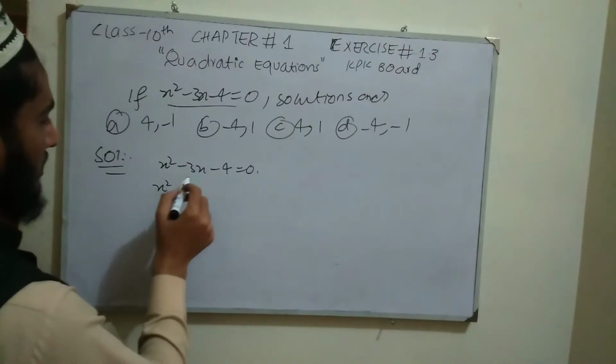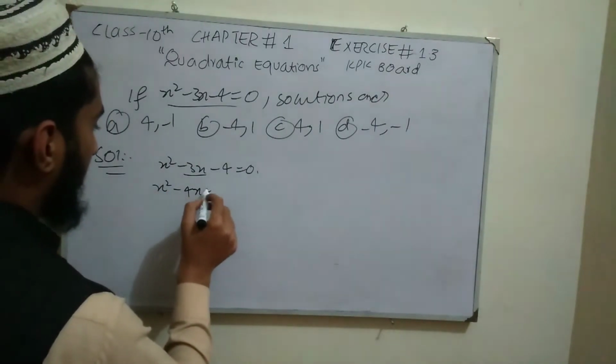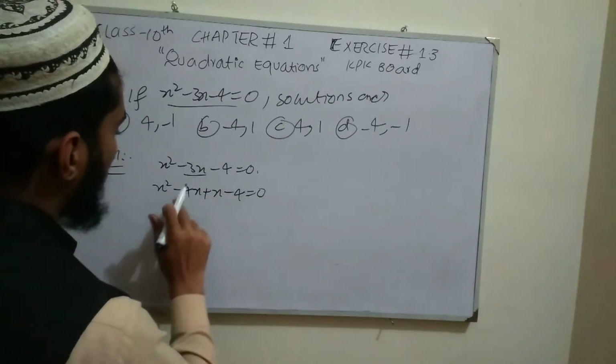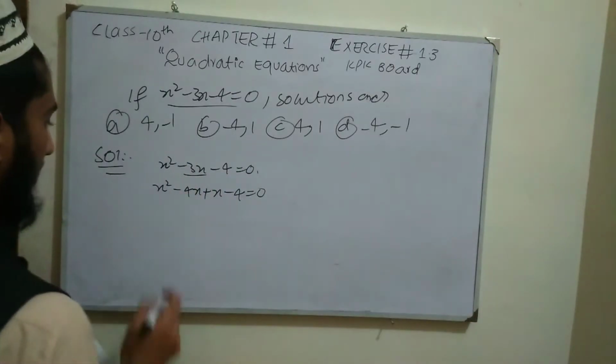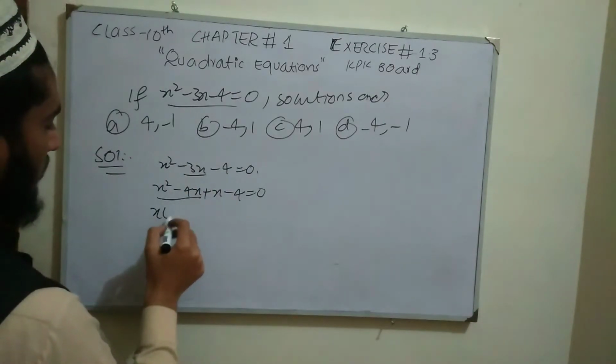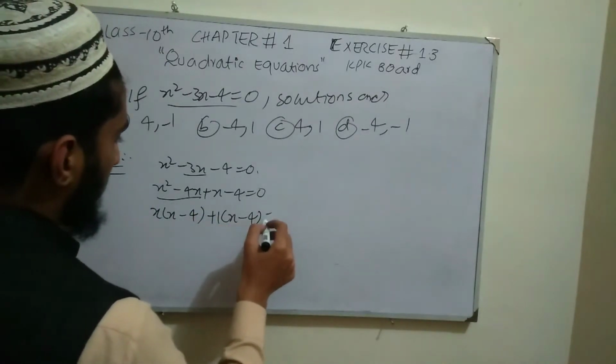Choose the two numbers which give us minus 3x. If we add the two numbers, which are minus 4x and plus x, we get minus 3x. Multiplying minus 4 with 1 gives us negative 4x square. Taking x common from here, inside we are left with x minus 4, and here taking 1 common, inside we are left with x minus 4, is equal to 0.